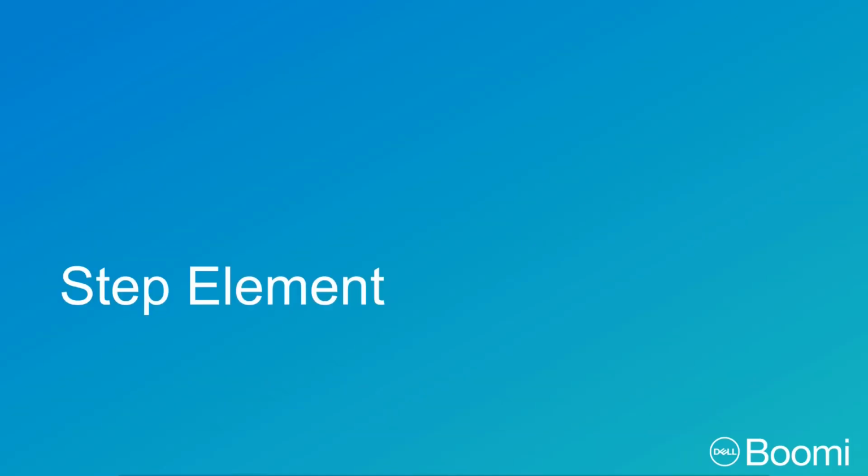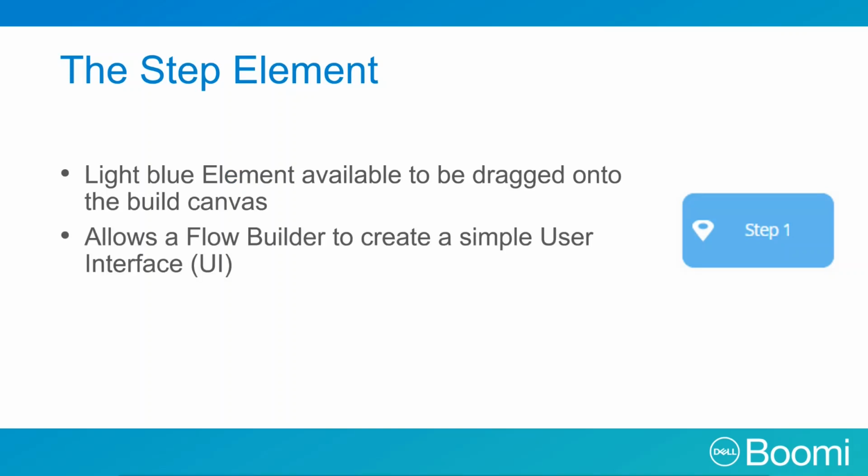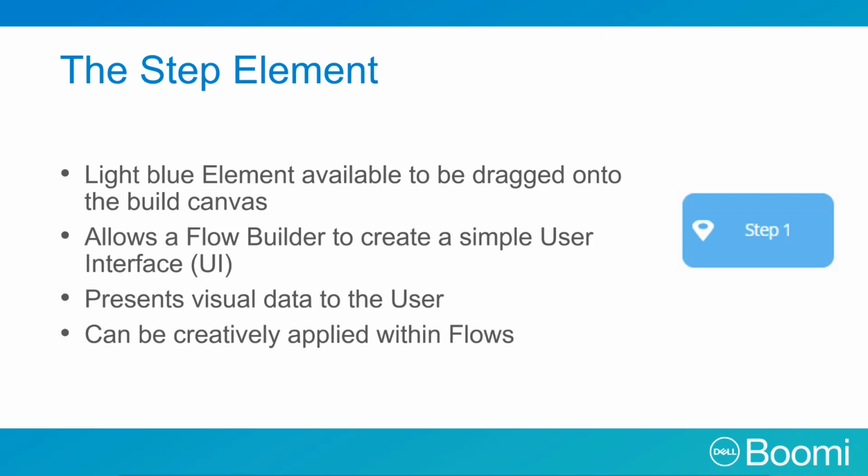In this section, we will speak in more detail about the step element. The step element is represented by a light blue box that is able to be dragged onto the flow canvas. It allows the flow builder to create a simple user interface. Therefore, it presents visual data to the user. It is a very flexible and creative map element that can be used in many ways within flows.